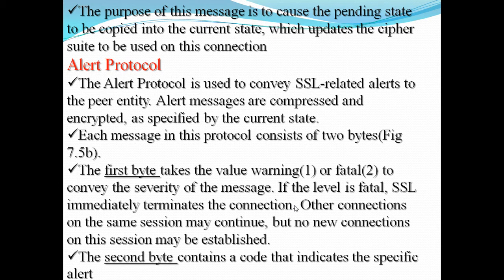If the level is fatal, then SSL immediately terminates the connection because of the fatal error. Other connections on the same session may continue, but no new connections on the session may be established because of the error. The second byte contains a code that indicates the specific alert. Alert means error, and the exact error type is represented by the second byte.